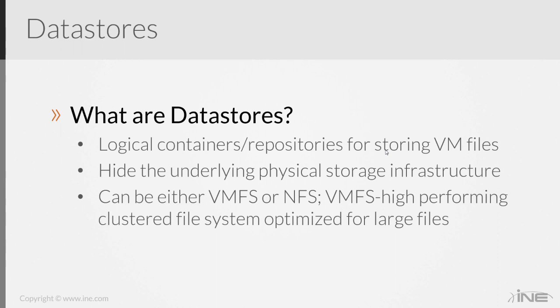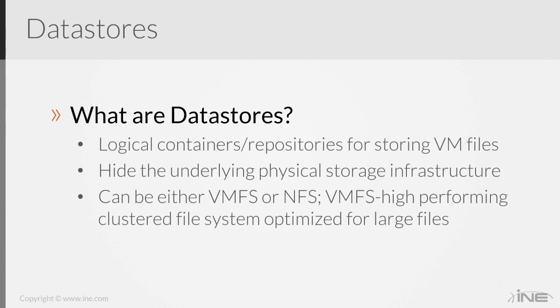Data stores can come from block-based storage, and these would be formatted with a VMFS file system, or they could come from a remote NFS server or a NAS. We could create an NFS data store from shares that are hosted on a NAS. And when we do this, we are not actually using the VMFS file system. The file system on the NAS or NFS share is what we'll be using there. In vSphere 6, NFS versions 3 and 4.1 are both supported.